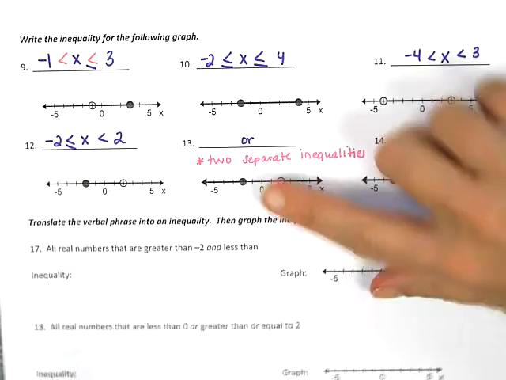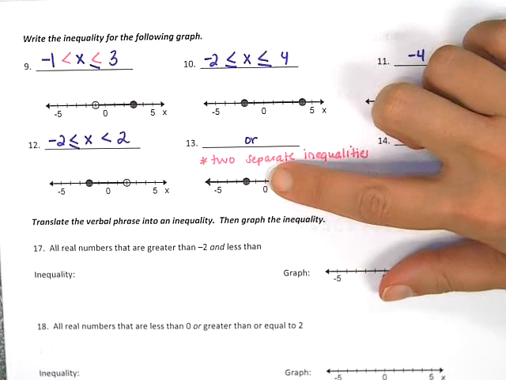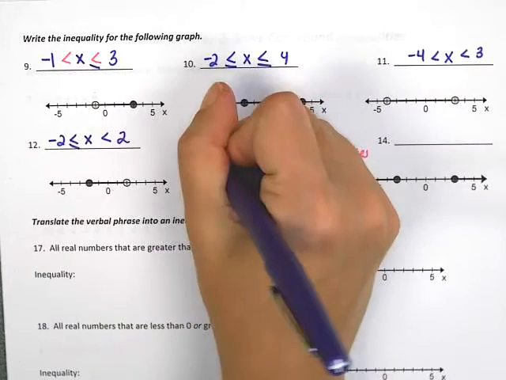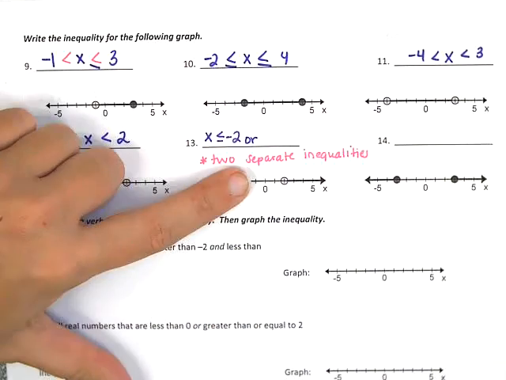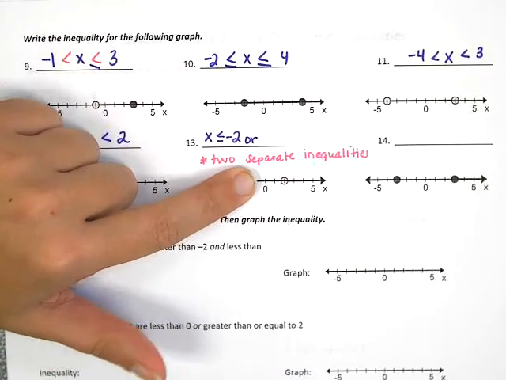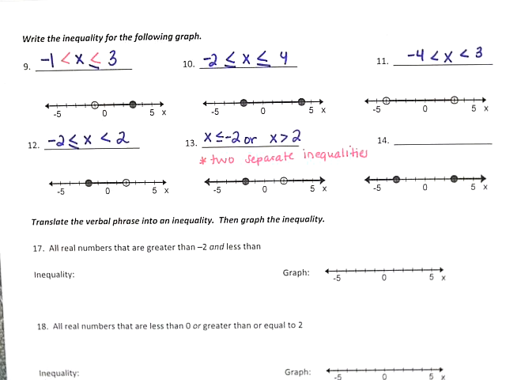So if I look at just the left-hand side, I'm shading to the left of the number -2 and there's a closed circle. So I would write x is less than or equal to -2. If I look at the right-hand side, I'm shading to the right of the +2 and it's an open circle. So x is greater than 2. You just write it as 2 separate inequalities.